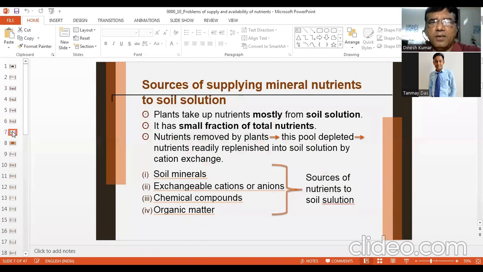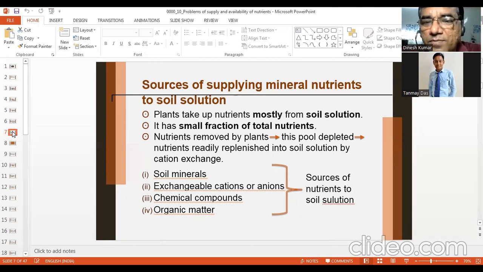Now, let us see what the different sources are that supply mineral nutrients to the soil solution, because plants can take nutrients only or mainly from the soil solution. Of course, sometimes plants can take up nutrients directly from the exchangeable sites if their roots are reaching there. But most of the time they take nutrients from the soil solution. The soil solution is not that rich in nutrients; it contains a very small fraction of the total nutrients.